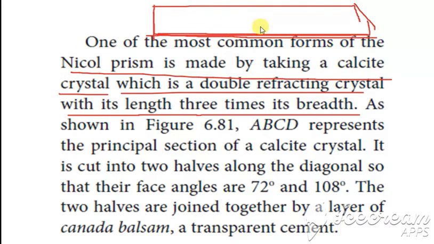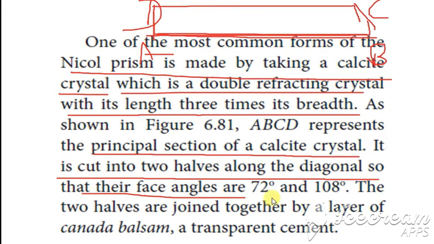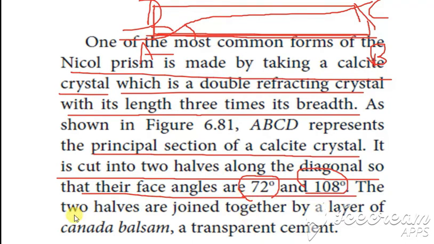So we are considering a crystal like that, which is named A, B, C and D, which represents the principal section of the calcite crystal. Now it is going to be cut into two halves along the diagonal so that the phase angles are 72 degrees and 108 degrees. So when it is cut like this, the angles become 72 degrees and 108 degrees. Then again the two halves are joined.